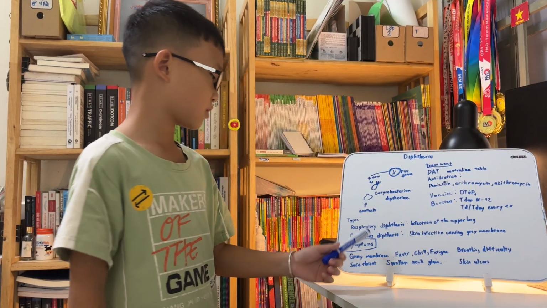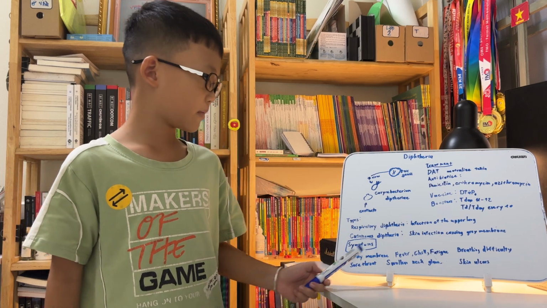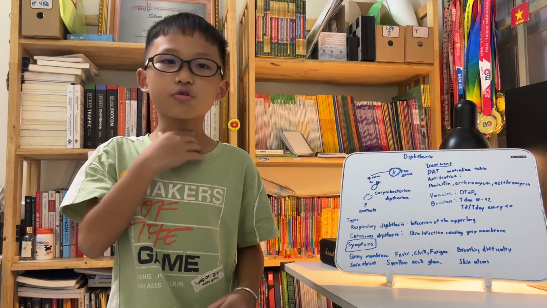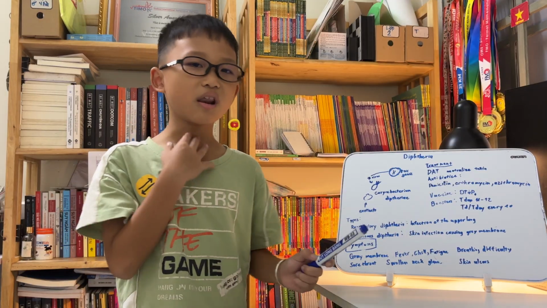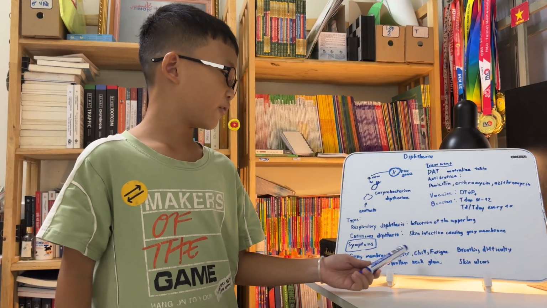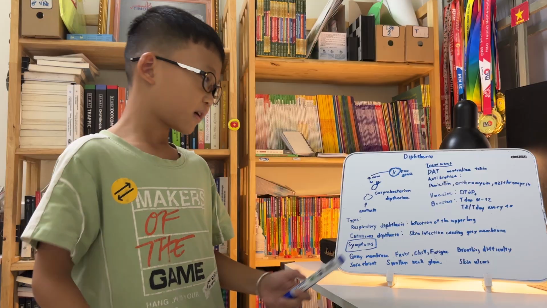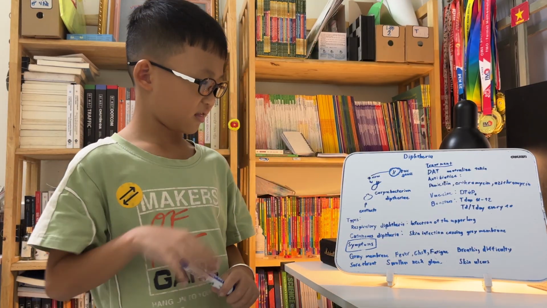So, what are the symptoms? First, the symptoms are gray membrane on the tonsils. Next, you have sore throat because the bacteria lives in your throat. Next, you get a fever, a chill, and fatigue. Next, you get swollen neck glands.